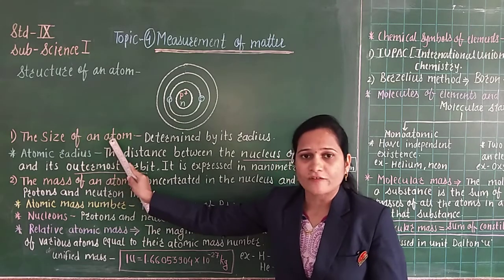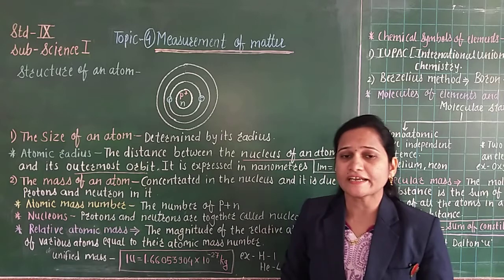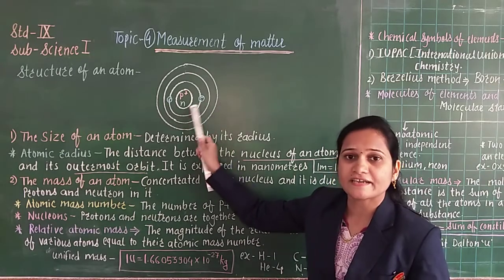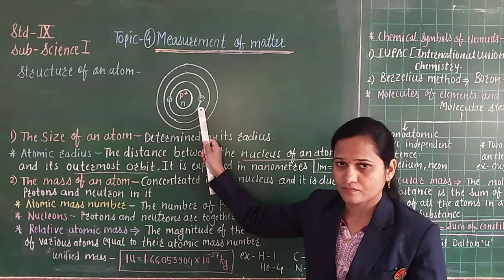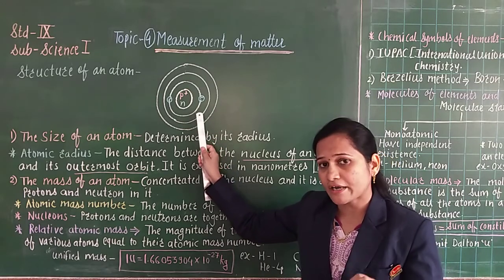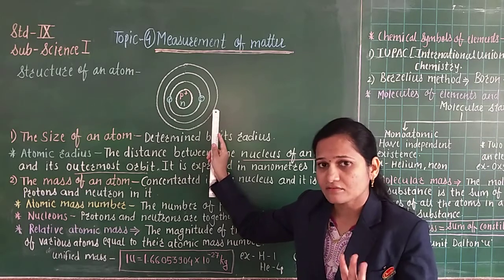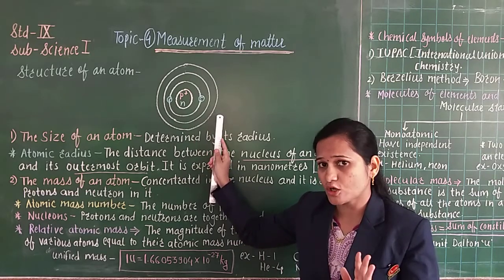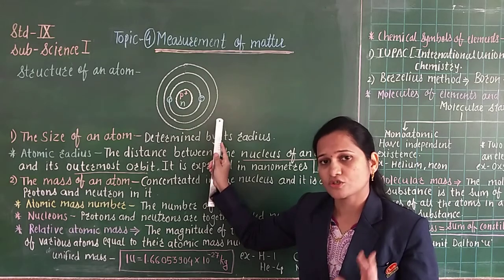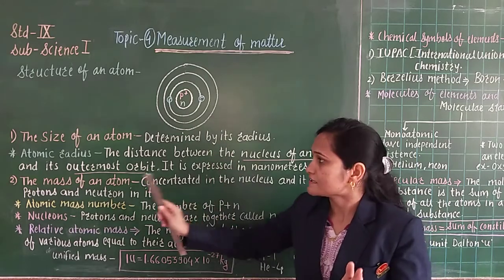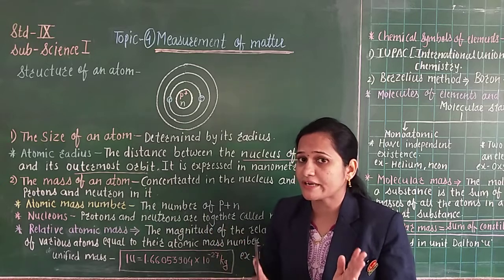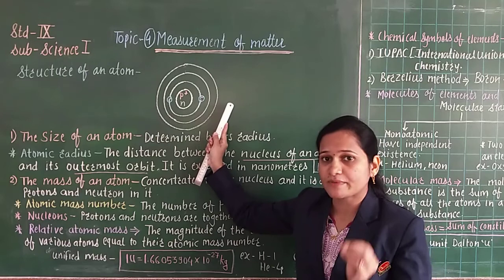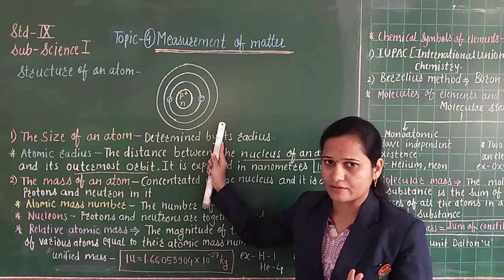The size of an atom totally depends upon the number of orbits present in an atom. It means that if the number of orbits is greater, then the size of an atom is also larger. So understood? The size of an atom totally depends upon the number of orbits present in an atom.